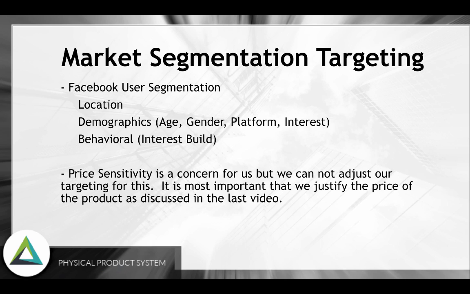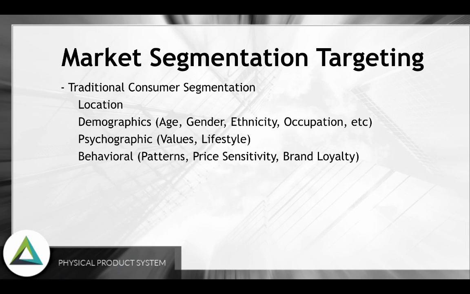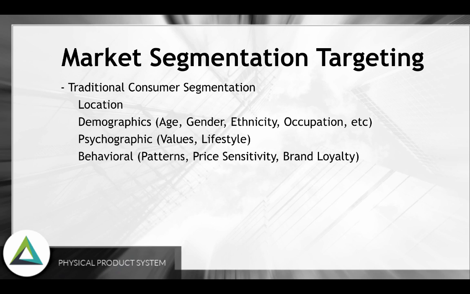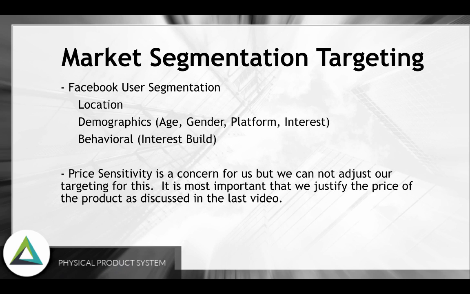So Facebook user segmentation, different than traditional consumer segmentation, starts with location. You still have to figure out where you want to sell, in most cases in the United States. Then demographics: you have age, gender, platform, and interest. Over here you had occupation and hobbies, and interest is going to include all those things. And the behavioral, you'll have interest build, and we'll talk about that more in a second.